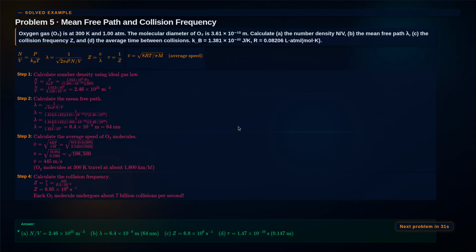Step 5. The average time between collisions is tau equals 1 over z, which is 1.44 times 10 to the negative 10 seconds, 0.144 nanoseconds. Each atmospheric oxygen molecule experiences about 7 billion collisions per second, traveling only 64 nanometers between collisions.